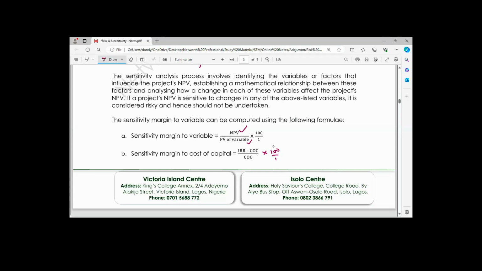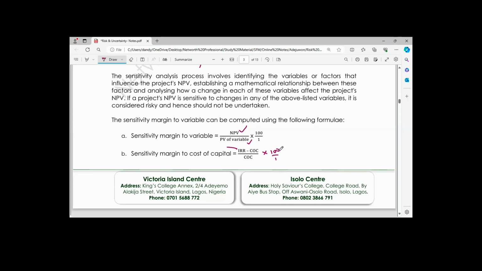So what this simply means is that when you want to calculate your sensitivity margin, you need to first of all calculate the internal rate of return. Once you have the internal rate of return available, then you are very good to go and calculate the sensitivity margin of a cost of capital.